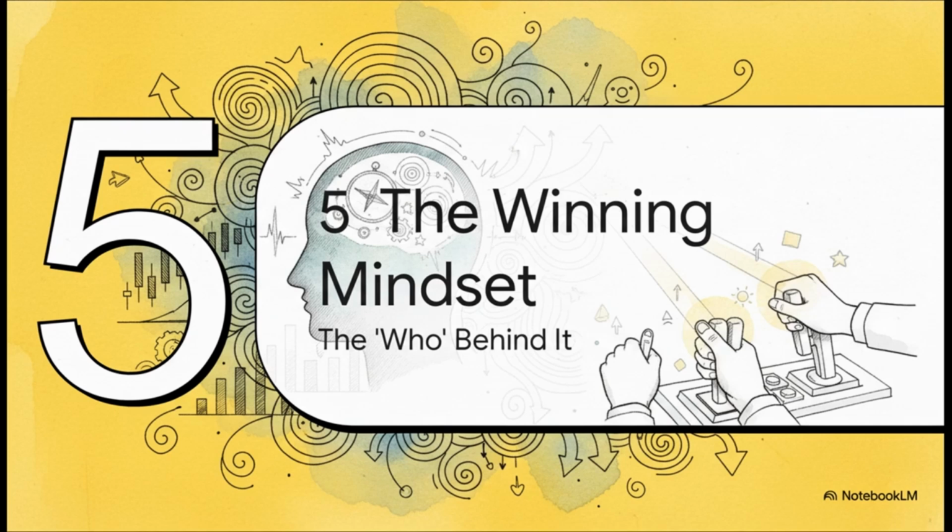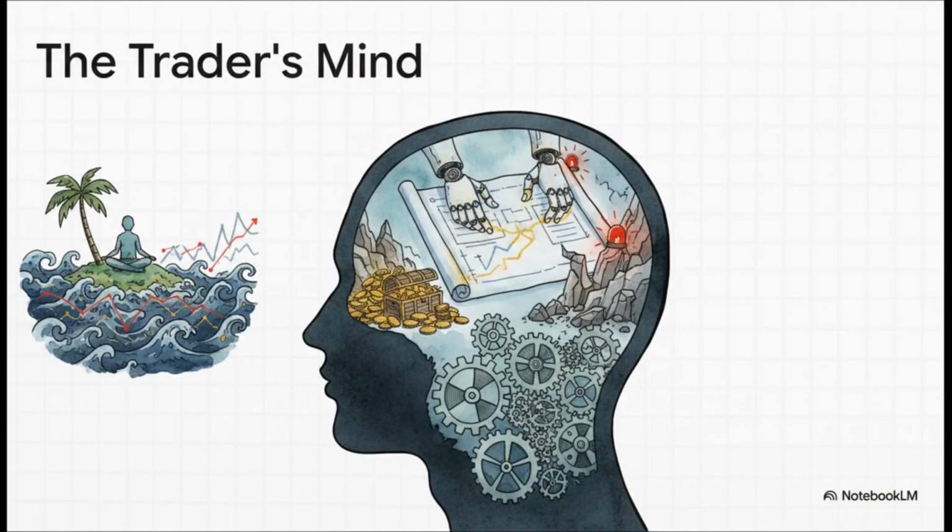And that brings us to our final section, number 5, the winning trader's mindset. This is about the who behind the strategy. Because look, you can have the most perfect, foolproof system in the world, but if the person clicking the buttons doesn't have their head on straight, it's completely useless. Honestly, this is the final boss. It's not about the charts anymore, it's about psychology.